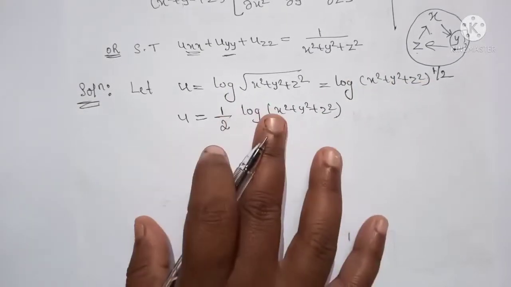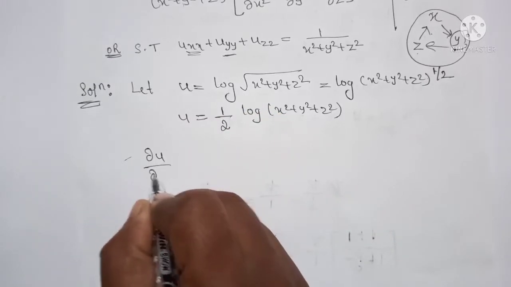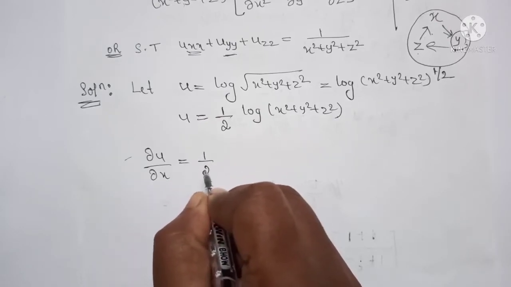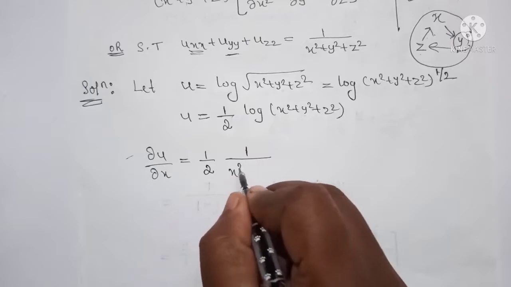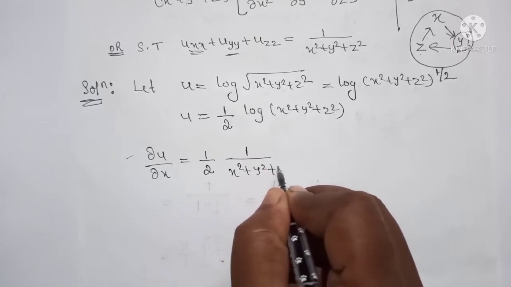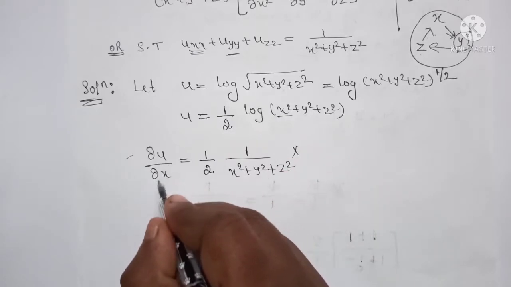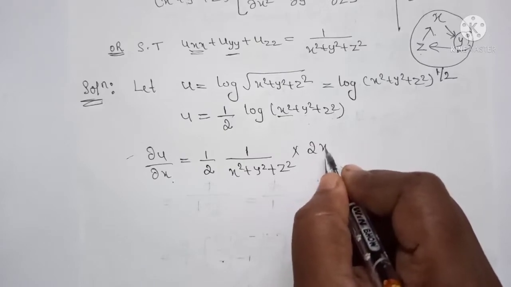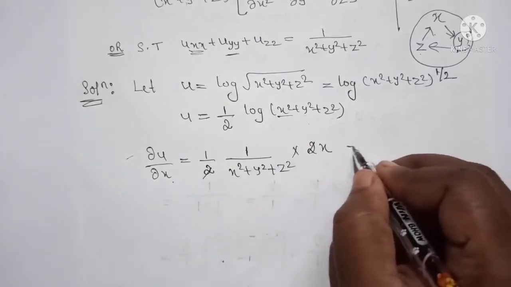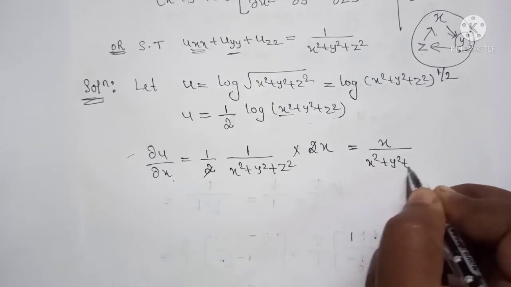Now differentiating with respect to x, we get dou u by dou x. 1 by 2 being constant, the differentiation of log is 1 by the argument, therefore it is 1 by x square plus y square plus z square into the differentiation of x square, because we are differentiating with respect to x, with y and z being constant. Therefore it is 2x. The 2 gets cancelled, and we simply get x divided by x square plus y square plus z square.